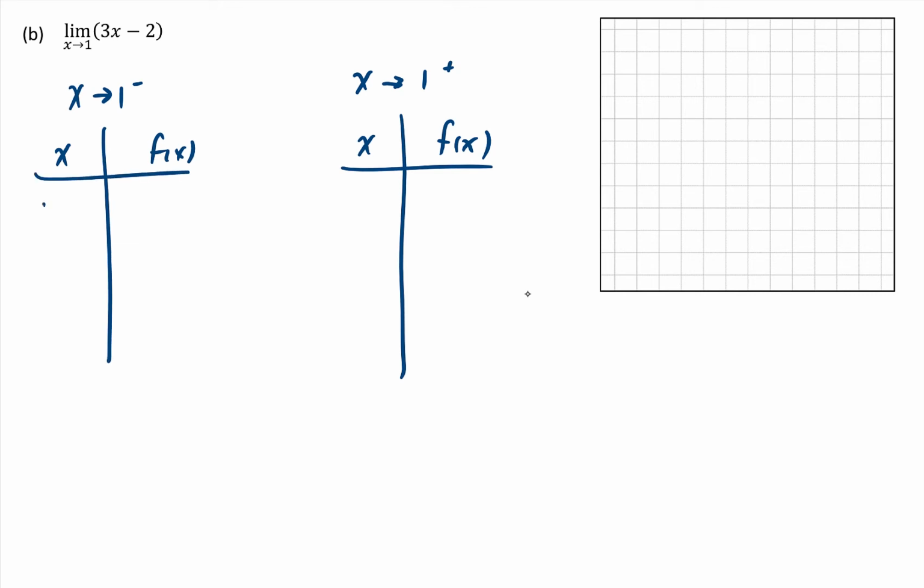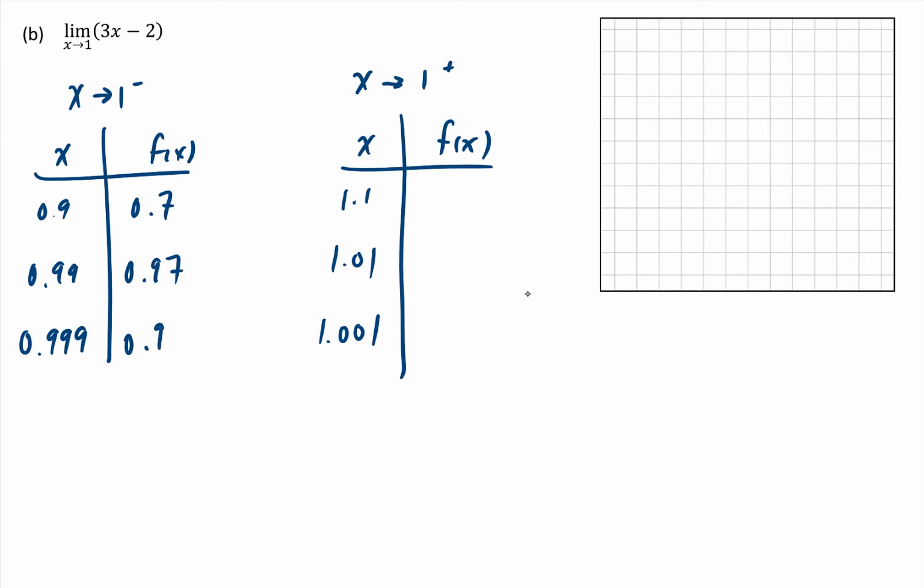Since we're approaching 1 from the left, we're going to use 0.9, 0.99, 0.999, and from the right, 1.1, 1.01, and 1.001. So if we sub these values into the calculator, you get the following results: 0.7, 0.97, and 0.997. From the right, we get 1.3, 1.03, and 1.003.